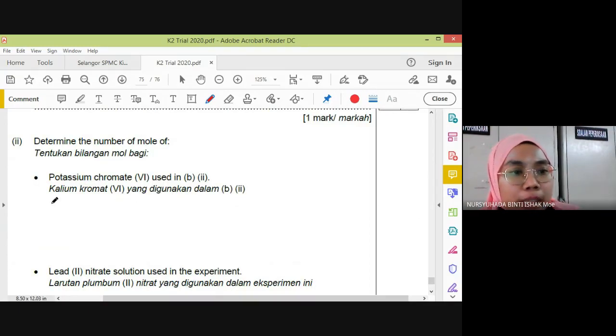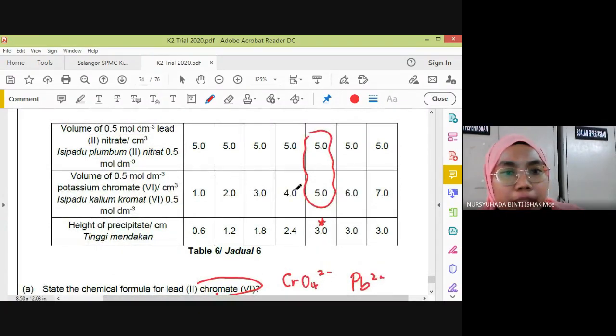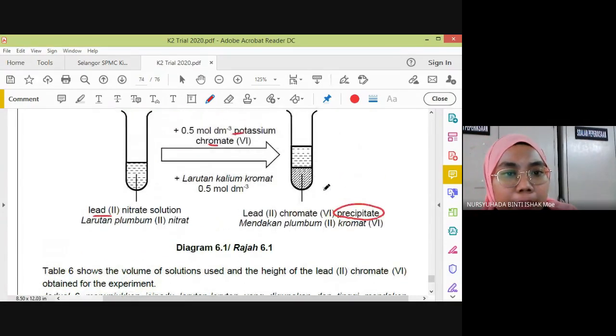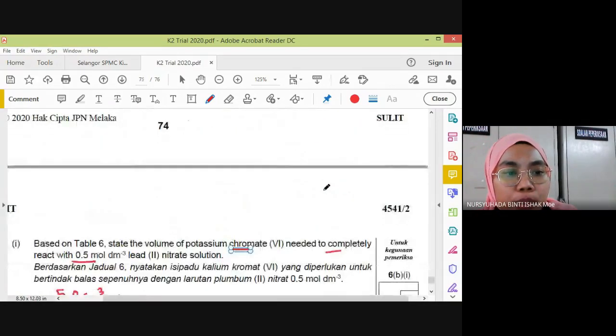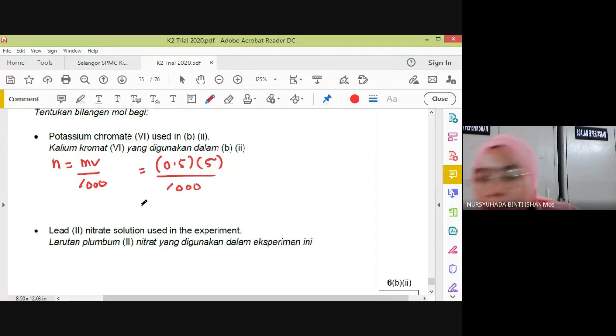Okay, next. Determine the number of mole for potassium chromate. Kita guna formula n equals to MV over 1000. Tengok balik potassium chromate, kita guna 5 cm cube. Concentration dia berapa? 0.5. So just substitute 0.5 times 5 divide by 1000. Tekan calculator, the answer is 0.0025 mole.